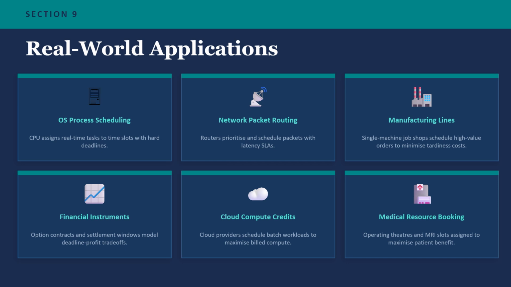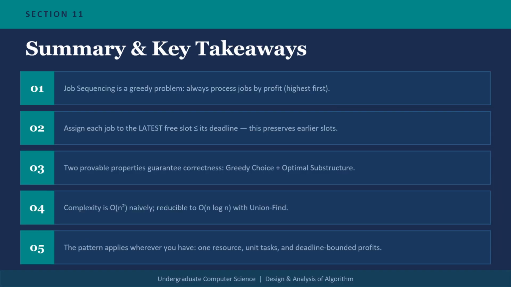And in healthcare, operating theaters and MRI scanners are assigned to cases using benefit maximizing scheduling, just like our hospital example. Whenever you see one resource at a time, unit time tasks, and deadline-bounded profits, the job sequencing greedy framework applies directly. Let's close with the 5 things I want you to remember.